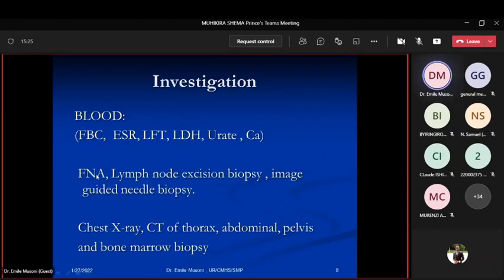with. As you have seen in the morning, on that lymphadenopathy, you can do an FNA to immediately screen for lymphoma. You can also use excisional biopsy, image-guided biopsy, chest X-ray, for example for mediastinal mass, CT scan of the thorax, abdomen, and pelvis, and bone marrow biopsy.